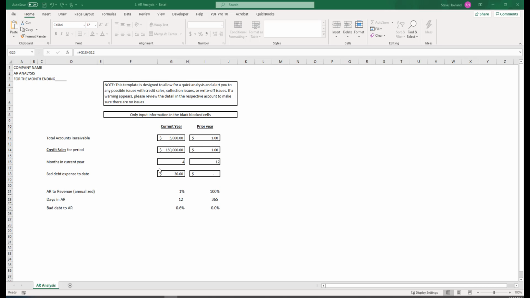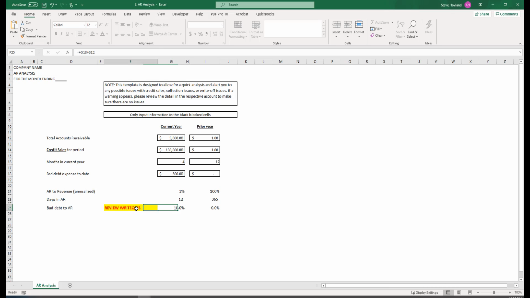So you want a simple little analysis of this, and let's just say in this situation they had $500 of bad debt expense. Now, $500 doesn't seem like a whole lot, especially if you had credit sales for the period of 150, but look at that. You're at 10% there. So in this situation, bad debt to AR is 10%. You don't want to be writing that off.